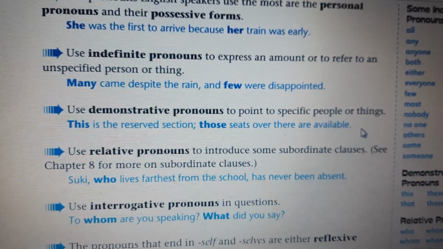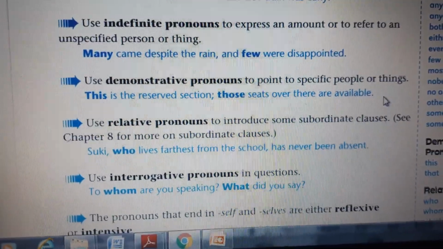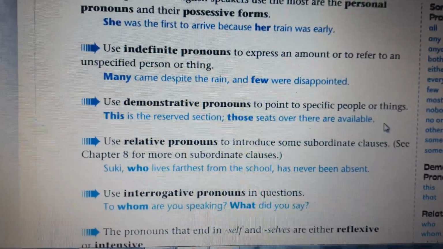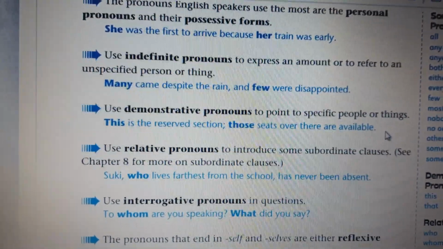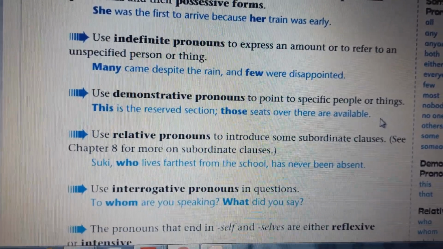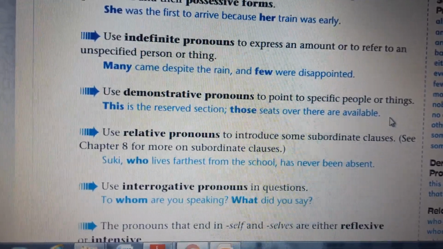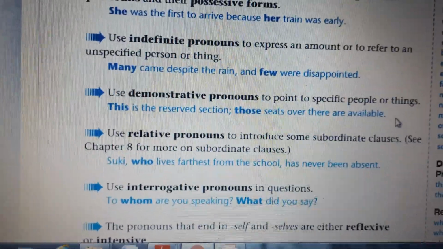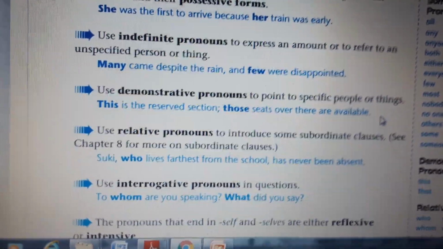And here we have relative pronouns, which introduce subordinate clauses. I gave you this kind of thing, I gave you subordinate clauses. I know that I did. Just go to that lesson and have a look. We have Suki, who lives farthest from the school. He has never been absent. So I was kind of specific when I said Suki, who lives farthest from the school. So yes, I gave you a lot of information about this. Just go and have a look.